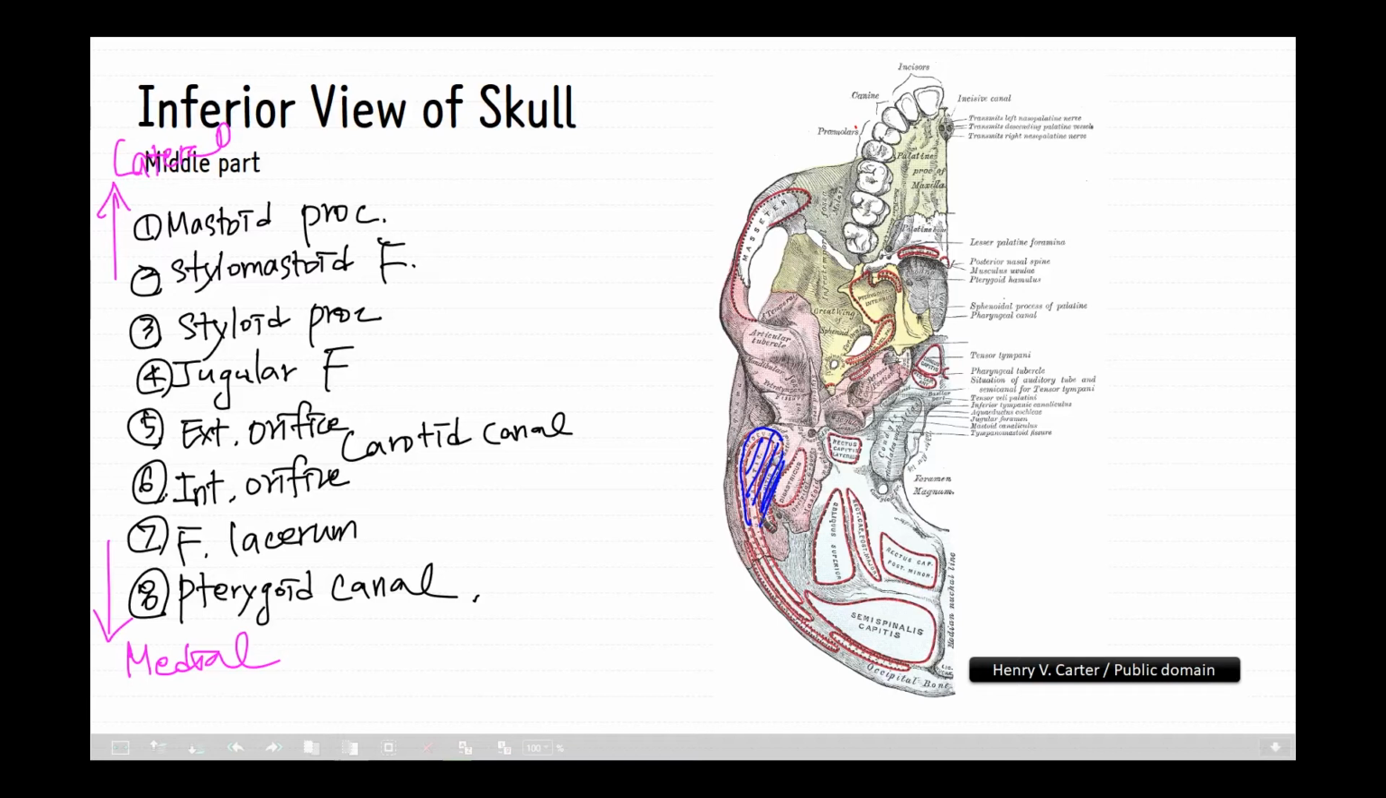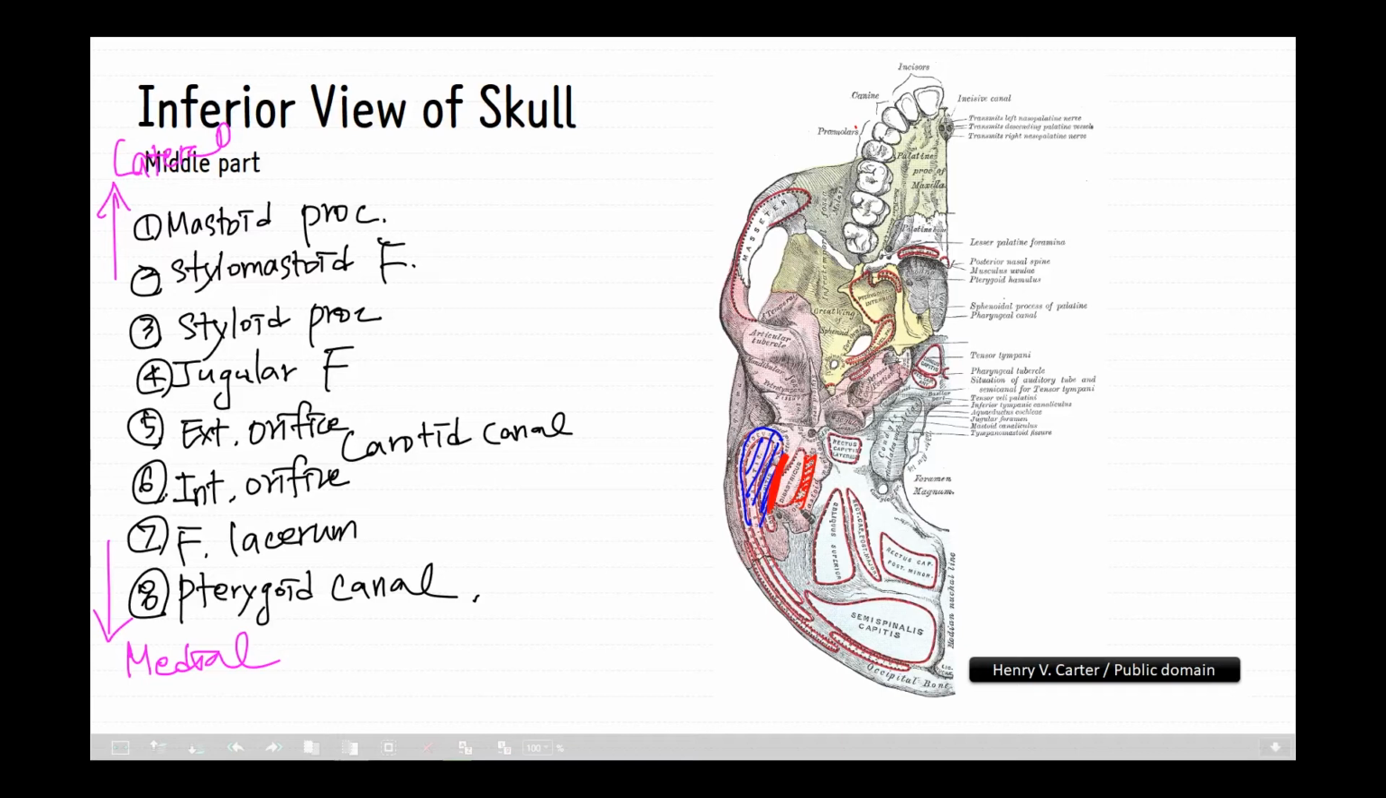On the medial side of the process is a deep groove, the mastoid notch, for attachment of the posterior belly of the digastric muscle. Here is the notch in red, and medial to this notch there is a shallow furrow, the occipital groove, which lodges the occipital artery. In this figure, this is the groove for the occipital artery. But these structures will be described in the posterior part of the inferior view of the skull in the next video clip.